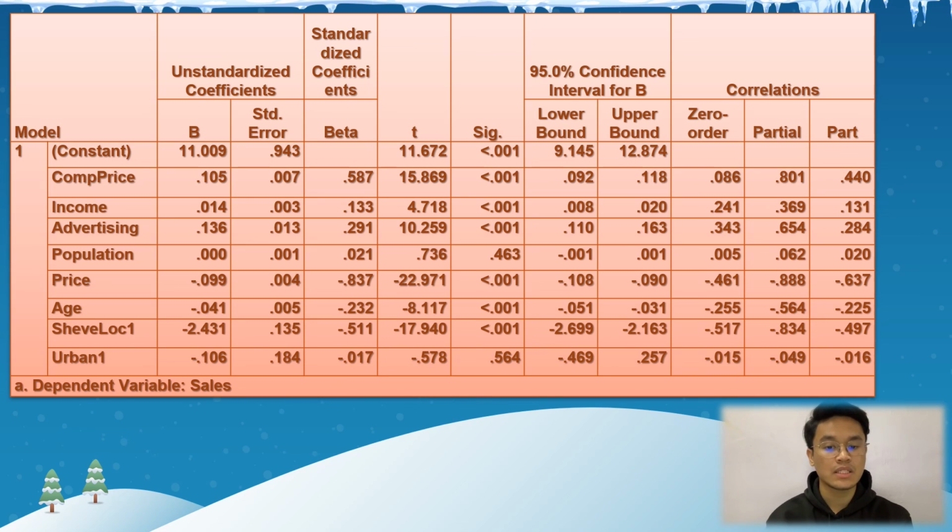Thus, for every unit increase in income, sales are expected to increase by 0.014 provided the other variables remain unchanged. Based on the standardized beta coefficient, the effect of income, which is 0.149, is almost 0.5 times that of advertising, which is 0.291.